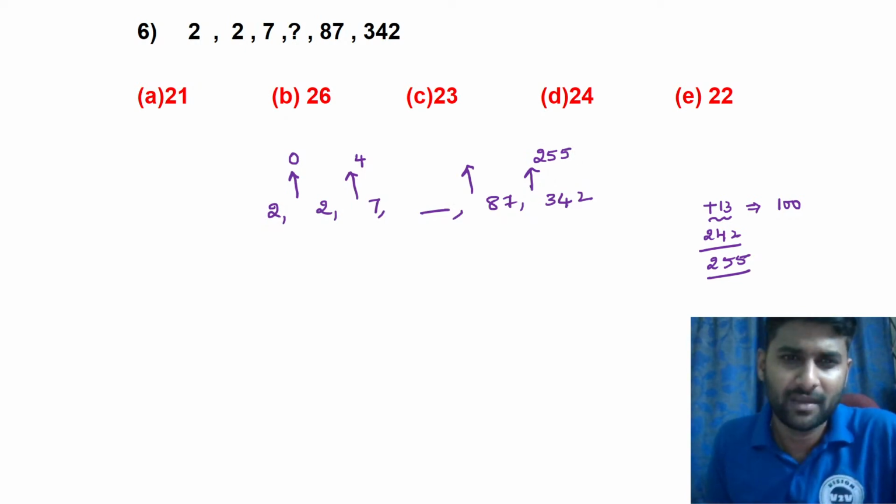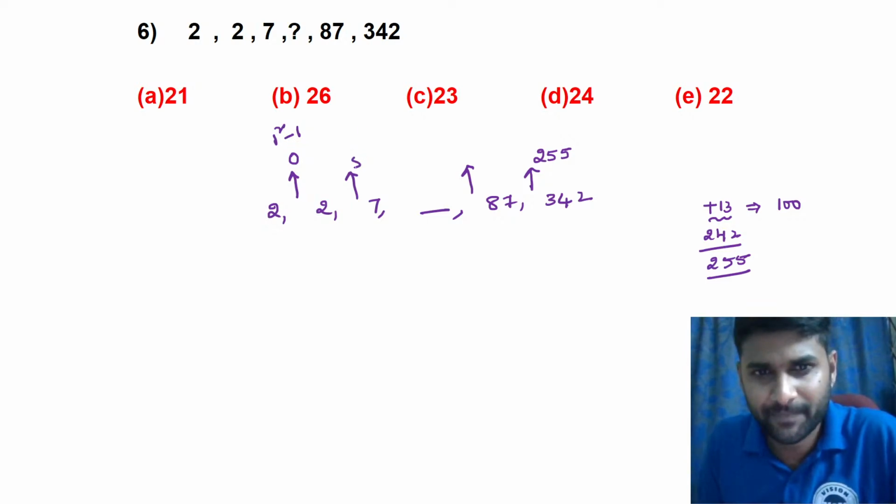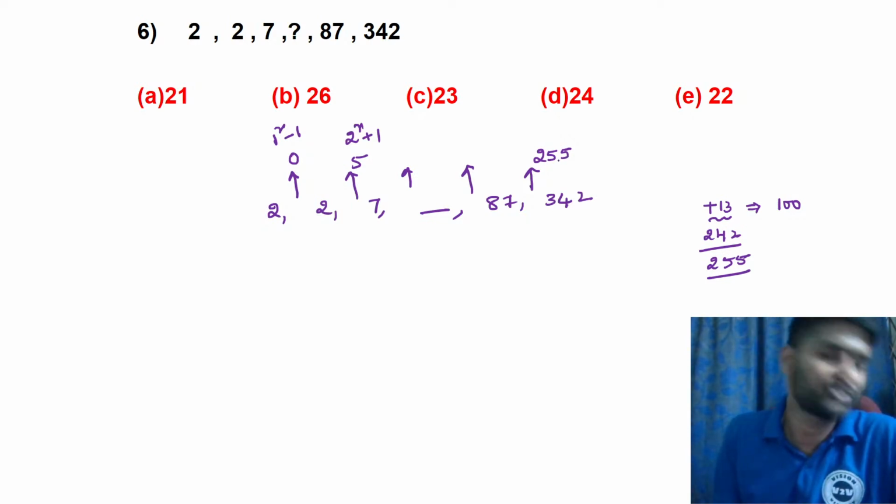Now see, the 0 means the same number which is subtracted from the same number. Like this is 1 square minus 1. This is the difference. Sorry, this is the 5. And this is the value of 2 square plus 1. 1 square minus 1, 2 square plus 1. Now, if you thought that it is 3, 4, 5, that is not at all possible for 255.